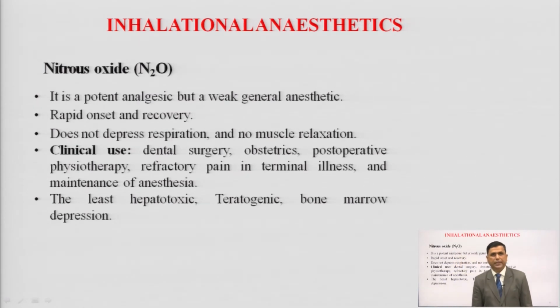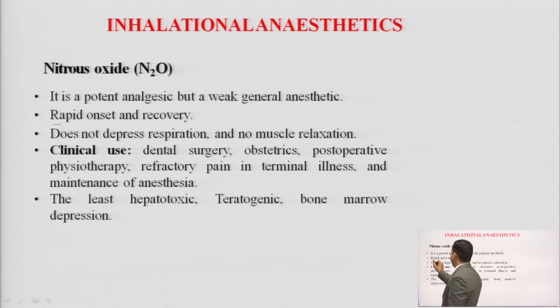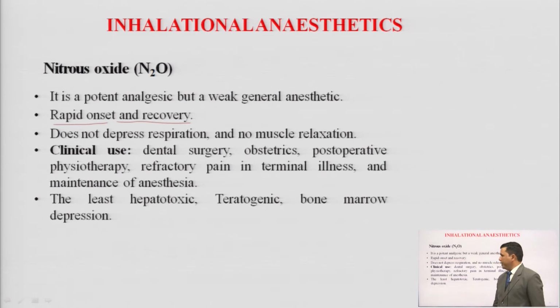Now, the first agent used as inhalational anesthetics is nitrous oxide. It is a potent analgesic and weak general anesthetic. Nitrous oxide has rapid onset and recovery. The third point is that it does not depress respiration, and there is no muscle relaxation at this point.